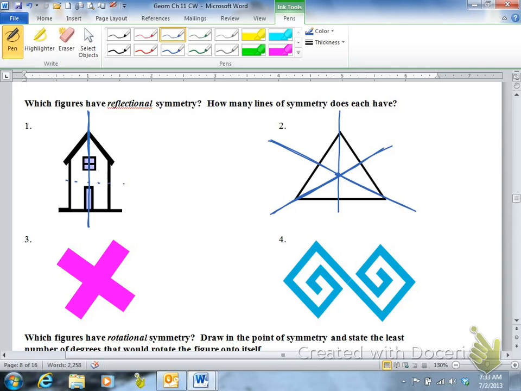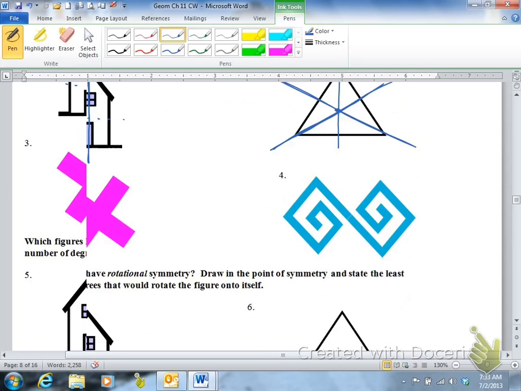And it looks like these would be medians. So this point would be the centroid, just to mention a term that we had previously.